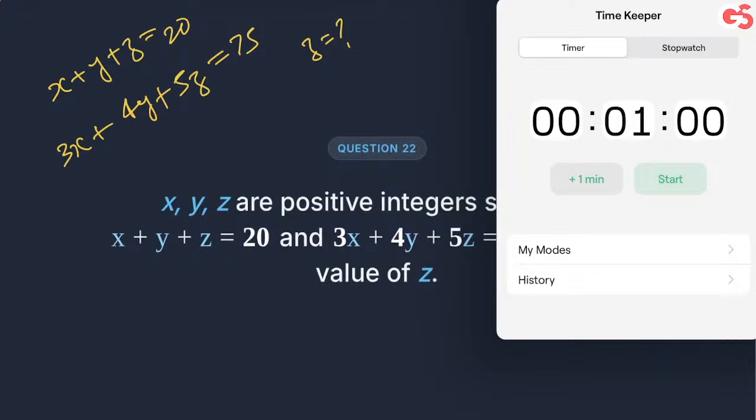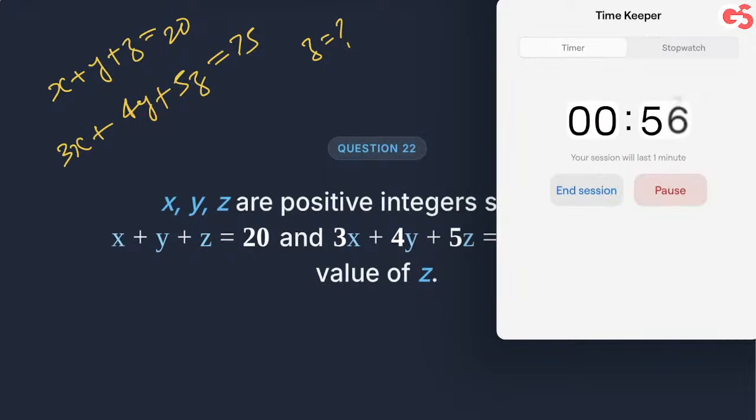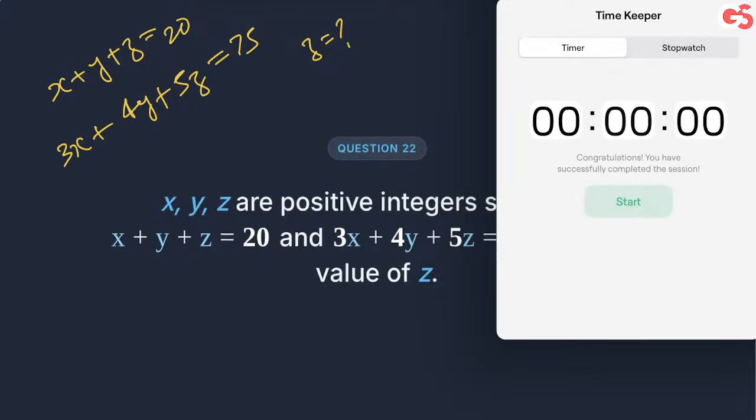I'm going to start the timer. ये positive integers है. All right, Floyd. Time up.